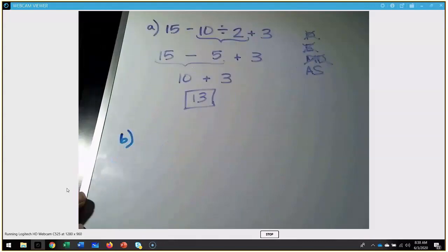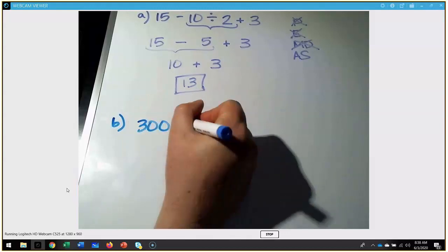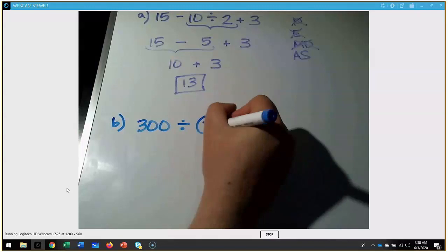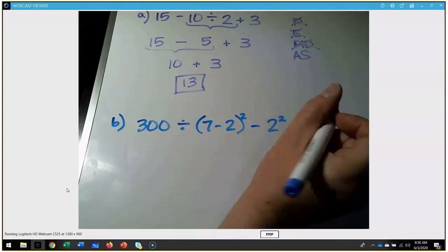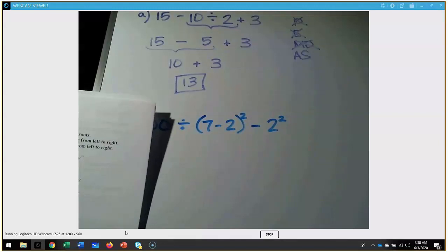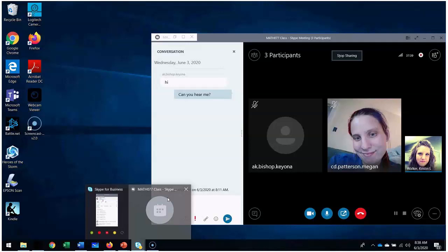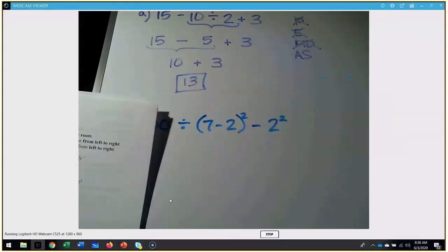Oh, that's a little bit better. Okay, let's look at another one. And I'm going to pause one quick second. Okay, sorry about that.